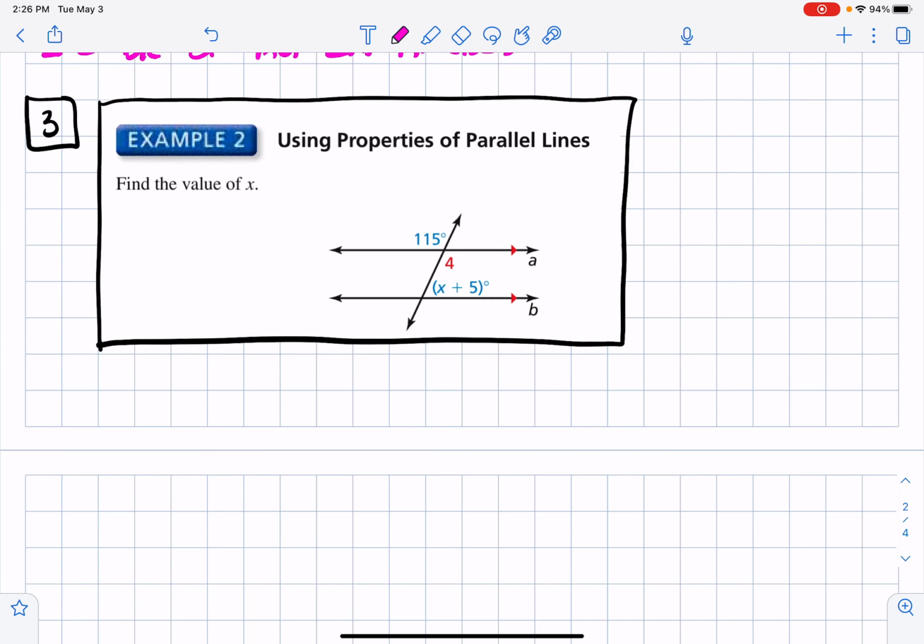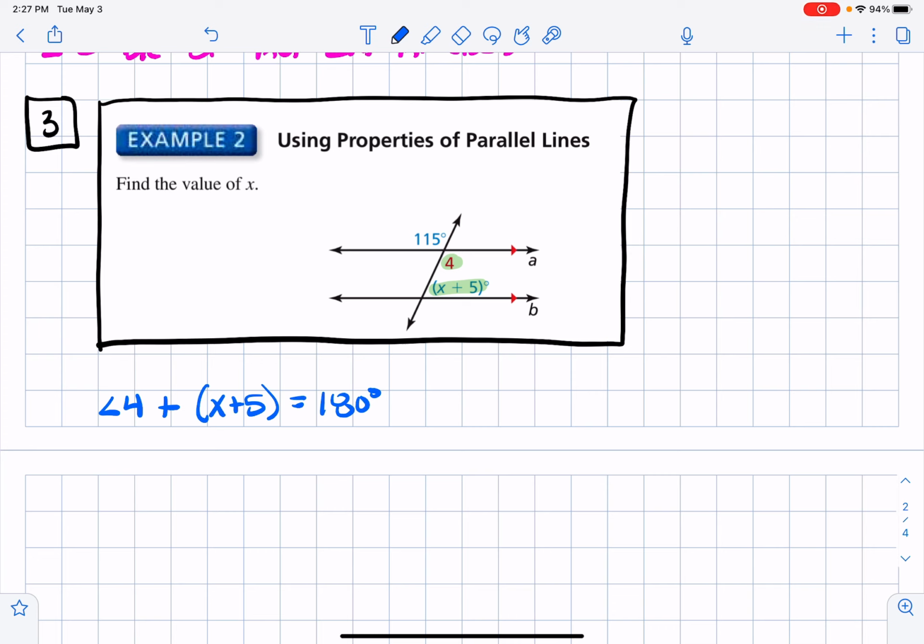Okay, box number 3 says using properties of parallel lines, find the value of x. The first thing that I know is that this angle here, angle 4, and angle x plus 5 are consecutive interior angles. So therefore, I know that the following is true. In blue, I would say angle 4 plus x plus 5 has to equal 180 degrees.